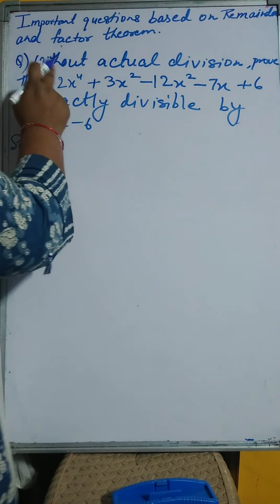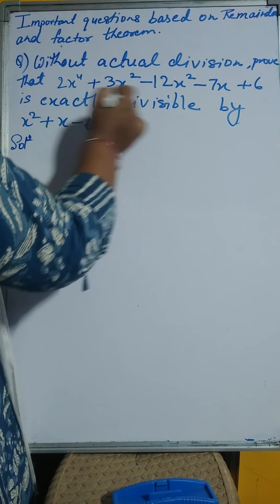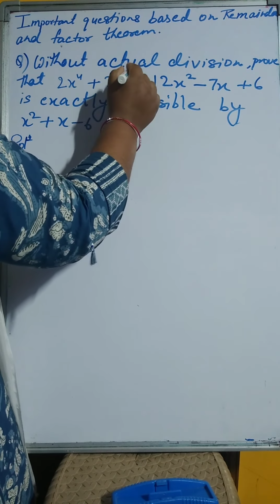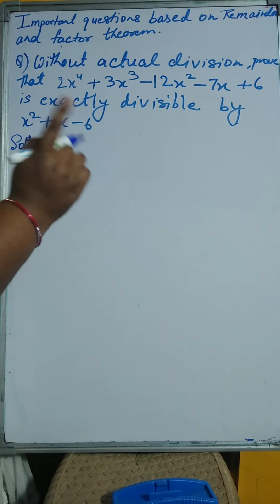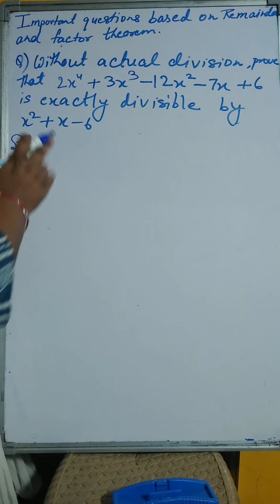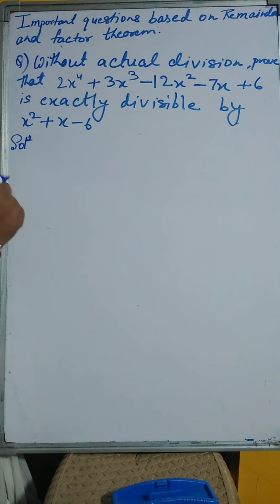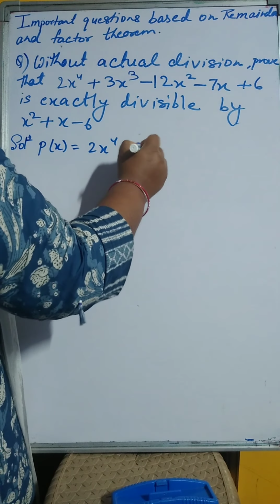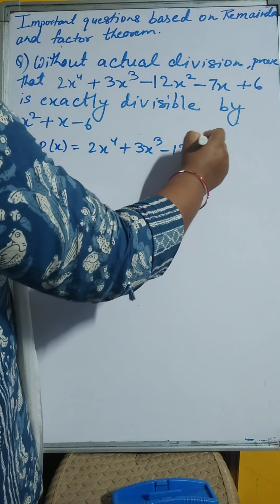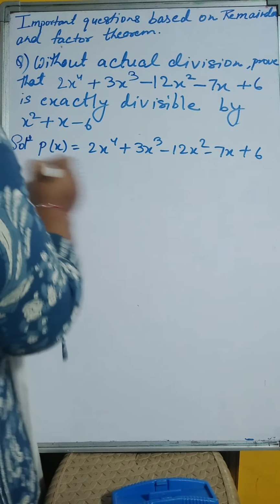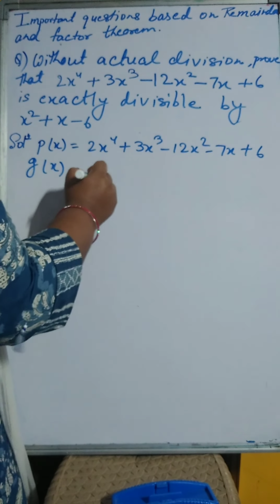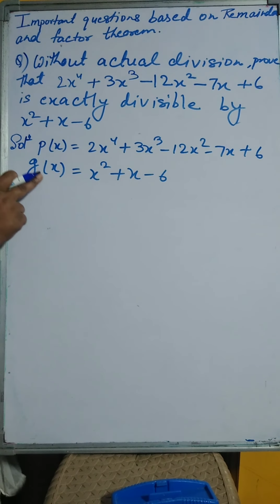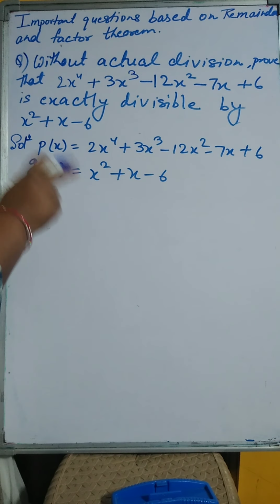The question is that without actual division we have to prove that this polynomial 2x^4 + 3x^3 - 12x^2 - 7x + 6 is exactly divisible by x^2 + x - 6. So for that we will assume p(x) as 2x^4 + 3x^3 - 12x^2 - 7x + 6, and we will assume g(x) as x^2 + x - 6. Then we have to show that this g(x) is completely dividing p(x), but we cannot divide it.